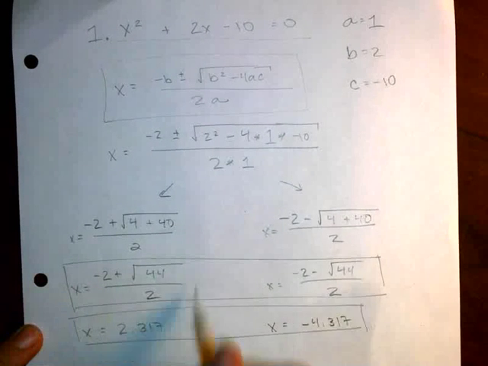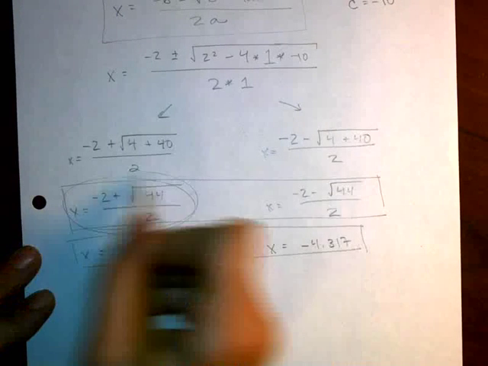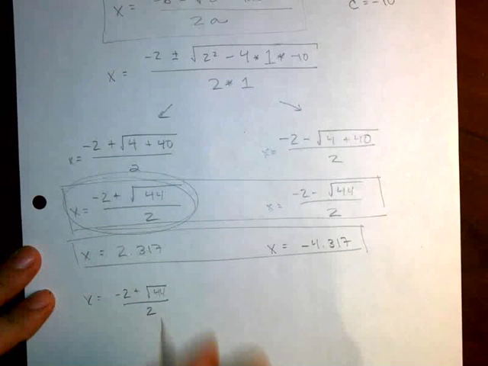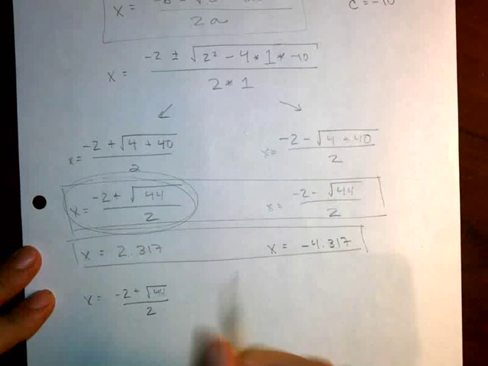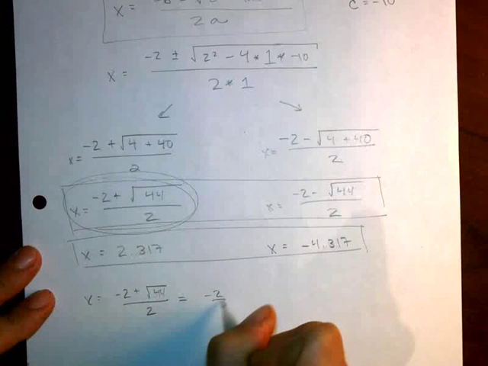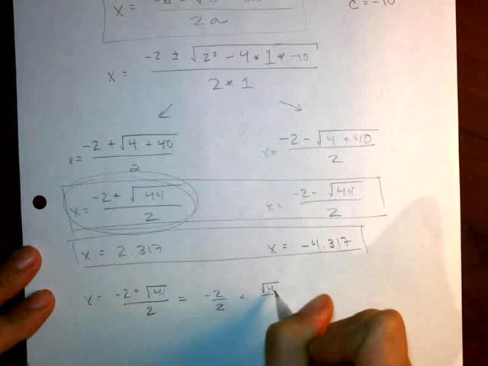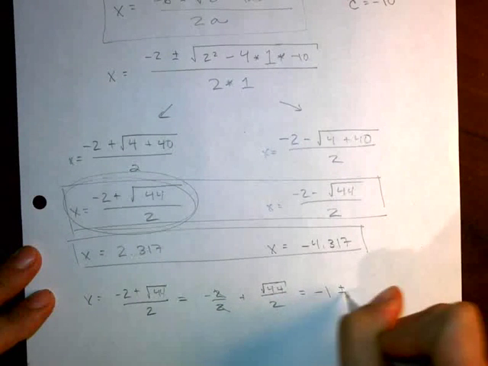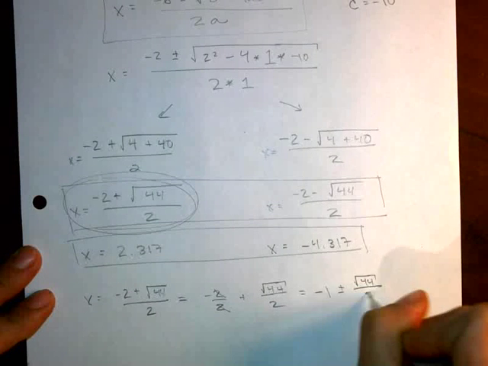Where people went wrong on the quiz is in simplifying this. So let's talk about how you would simplify this. If you wanted to further simplify, I have x is negative 2 plus the square root of 44 divided by 2. Here's what I can't do: I can't cross off the 2 on the top and the 2 on the bottom, because we need to be able to cross off a 2 everywhere. So I could rewrite this as negative 2 divided by 2 plus the square root of 44 divided by 2. Then I can cancel my 2's here. 2 over 2 becomes 1, and this becomes negative 1 plus or minus the square root of 44 divided by 2.